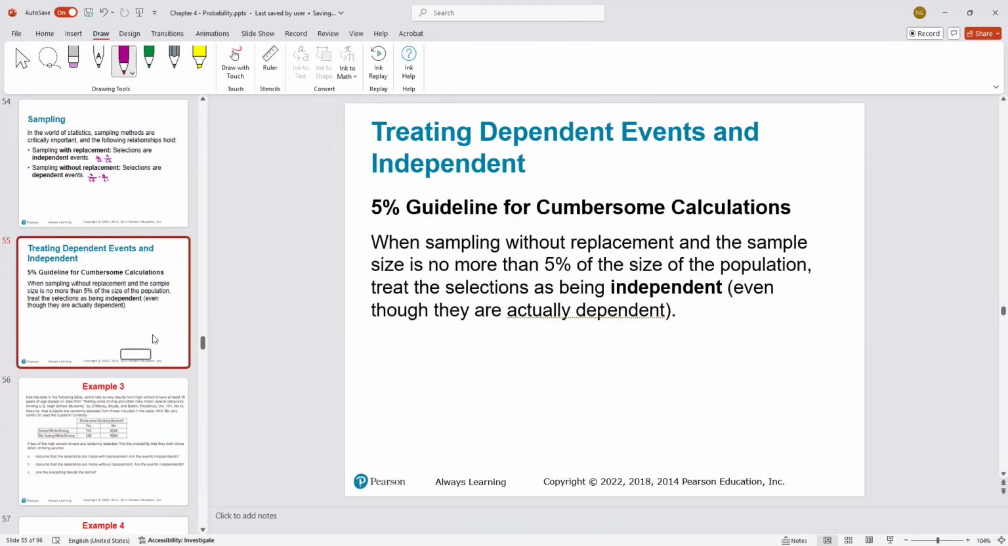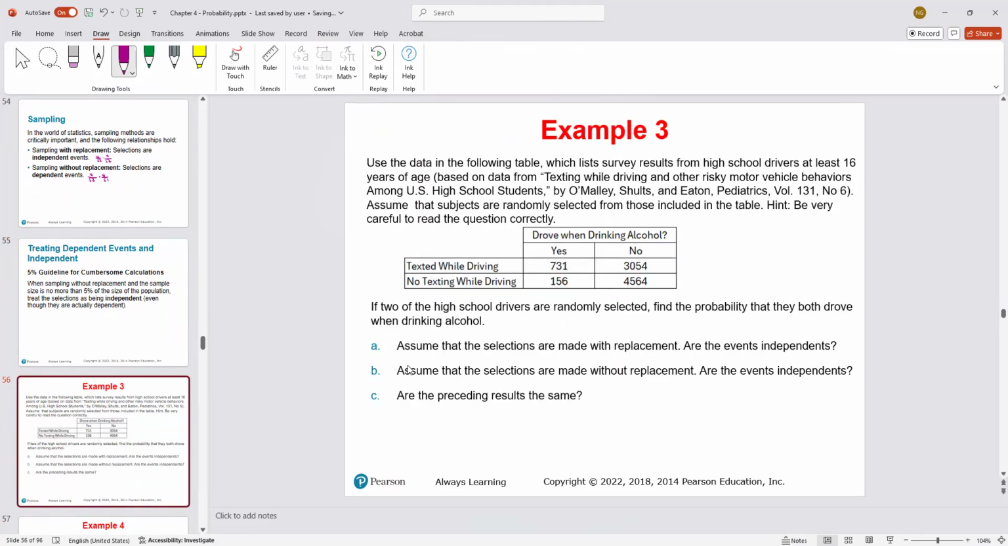Treating dependent events as independent events: the 5% guideline for cumbersome calculations. When sampling without replacement and the sample size is no more than 5% of the size of the population, treat this selection as being independent. So that's simple. Let's see a few examples very quickly.